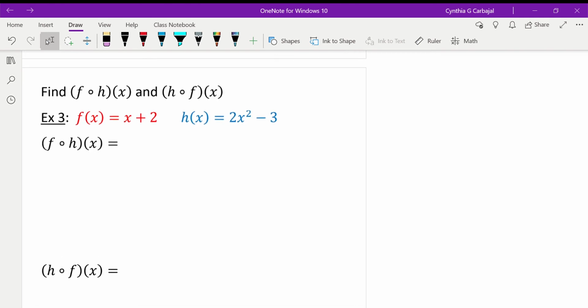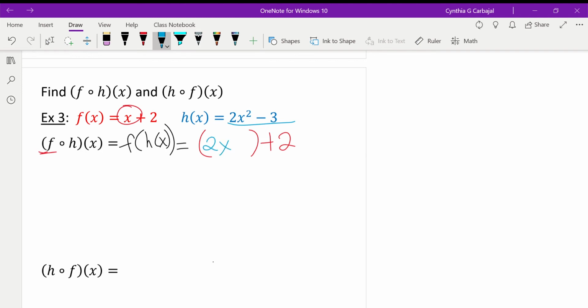Alright, so we're going to do F and H. So I'm just rewriting it, f, and inside the f function, we're going to have the h function. So I start with the f function because that one's first. So x plus 2. So I'm not going to put x, I'm just going to put, in place of x, parentheses. Then inside the parentheses, I'm going to substitute in 2x squared minus 3, the h function.